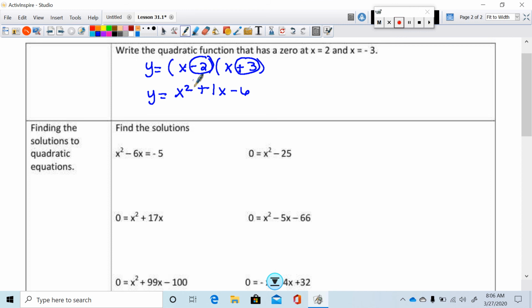So if you want to write that in function notation, you can also write that as f of x equals x squared plus x minus 6. The 1 is optional.